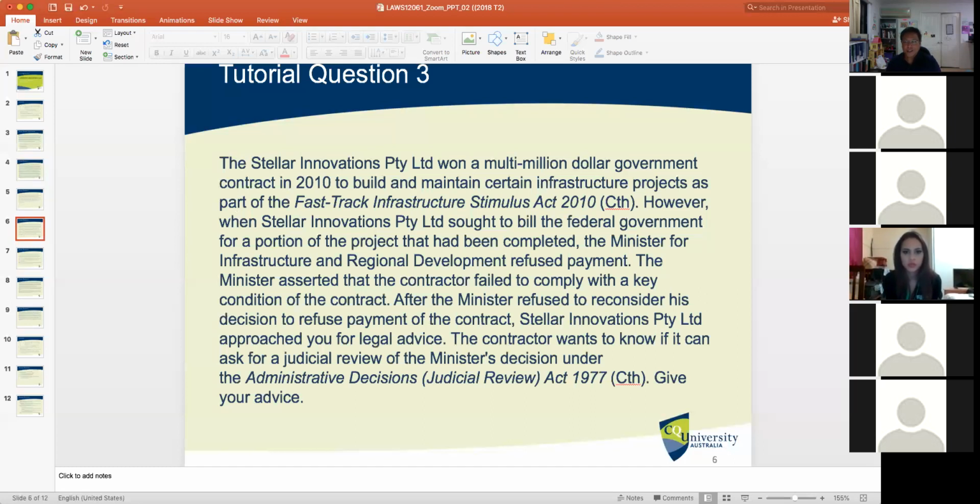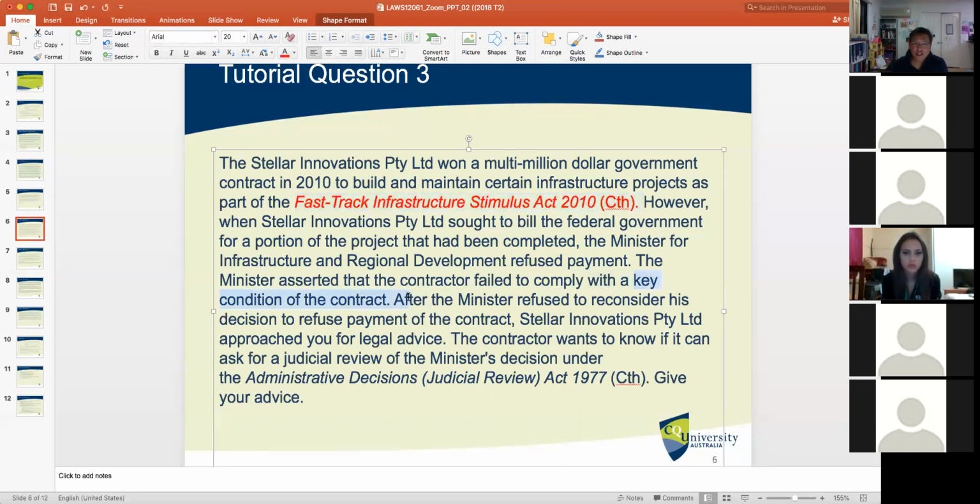Okay, so the reason why this is tricky is that we know that Stellar Innovations Proprietary Limited won the contract, and that contract was on the basis of an enactment, which was the Fast Track Infrastructure Stimulus Act of 2010. So there is an enactment in relation to contracts, but in relation to the refusal of the minister to pay under the contract, the minister refused to pay the contractor because the contractor failed to comply with a key condition of the contract.